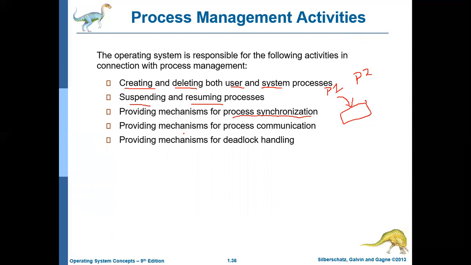The operating system also provides a mechanism for process communication. Sometimes one process may want to communicate with another process. Process 1 may want to give its output to process 2, which may be taken as an input by process 2, or it may want to pass some parameters. The operating system helps in that also.